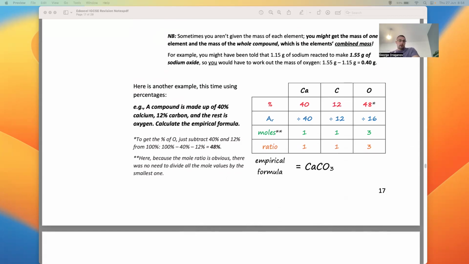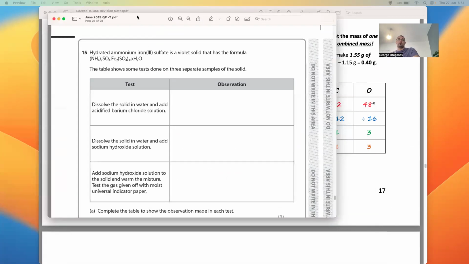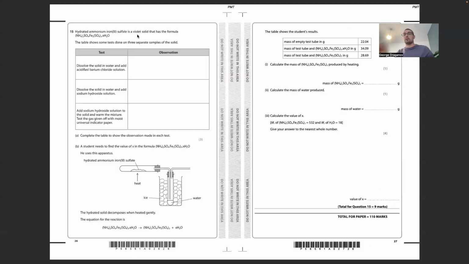That's pretty much it. I'm now just going to give you one example from a GCSE paper. This is the 2019 one. I'm only going to focus on the calculation part, not this part. So a student heats their hydrated ammonium iron sulfate here. So the water gets driven off. It goes in here and it will cool and condense into water because of the ice bath. So the water is coming off of this crystal. That's the water coming off. So what you do is actually laid out for you in steps.